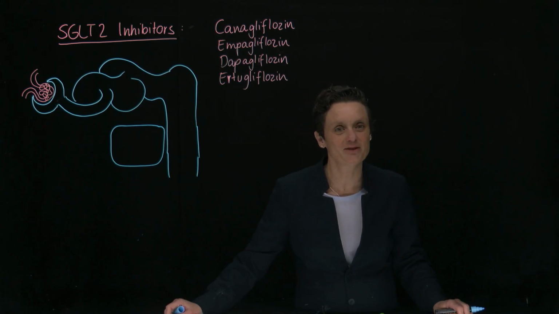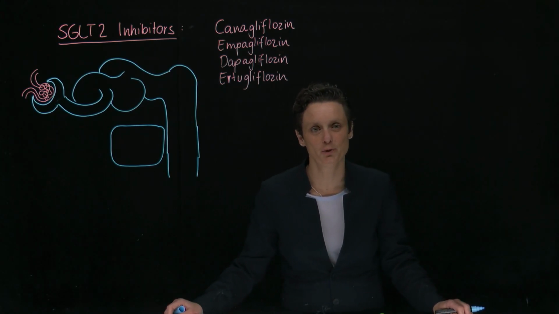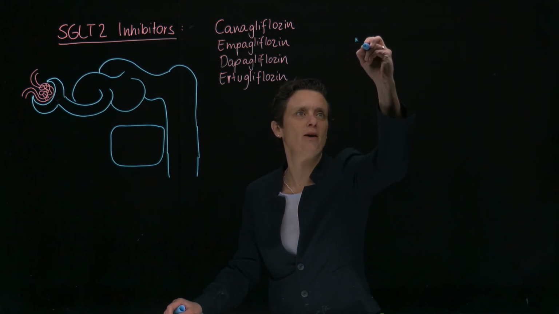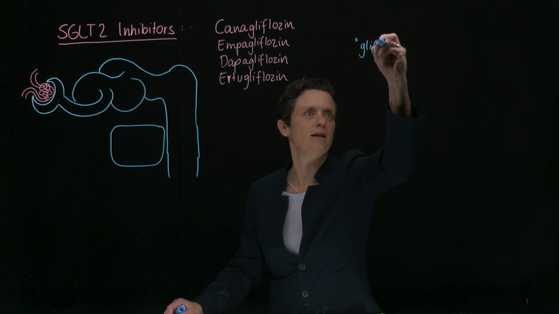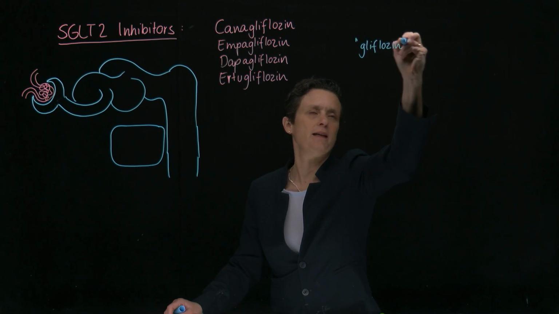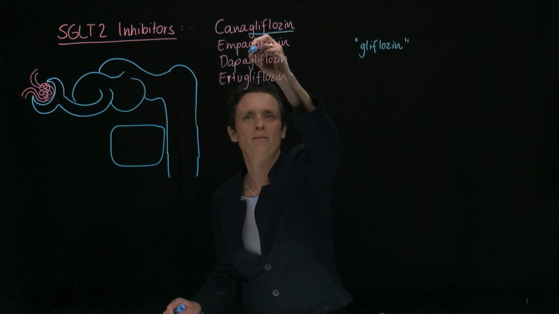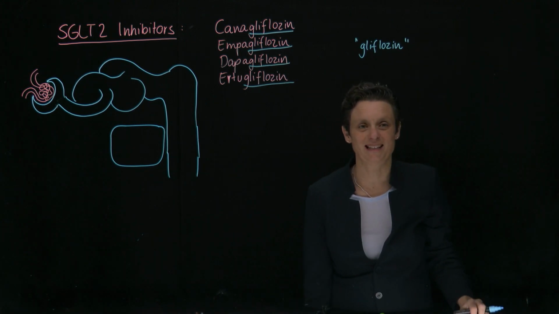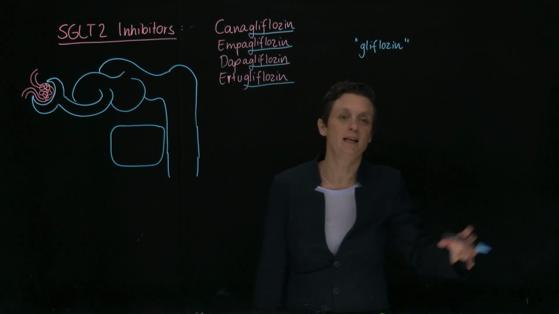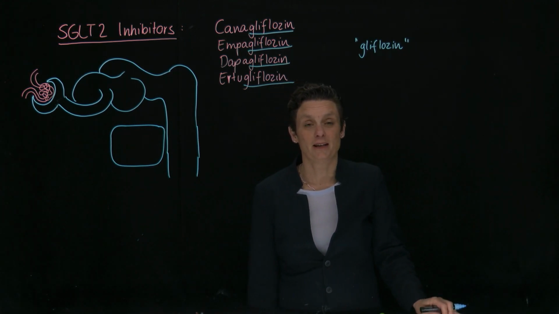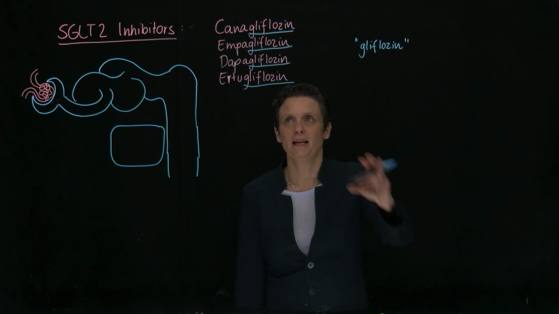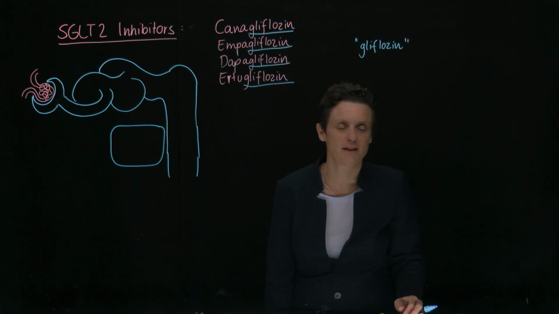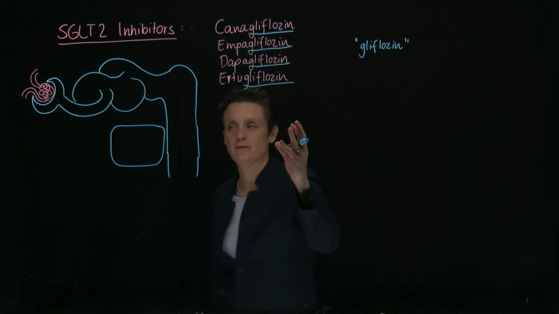Let's talk about the next drug class, the SGLT2 inhibitors. These are the gliflozins, so they all end in gliflozin. And it's kind of a nice name because you can remind yourself, keep the glucose flowing, because that's exactly what they do. They keep the glucose flowing. So their target is the kidney. And these are drugs like canagliflozin, empagliflozin, dapagliflozin, ertugliflozin.